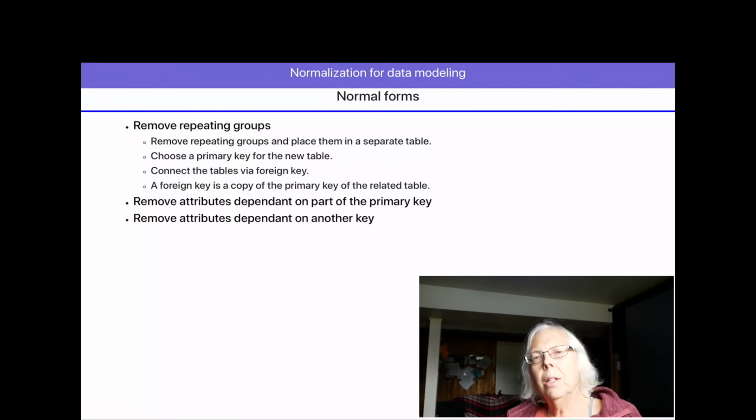We want to place them into a separate table. We're going to choose a new primary key for the new table. And we're going to connect the two tables now with something called a foreign key. And that's basically a copy of the primary key of the related table. So that makes a connection between the two tables.